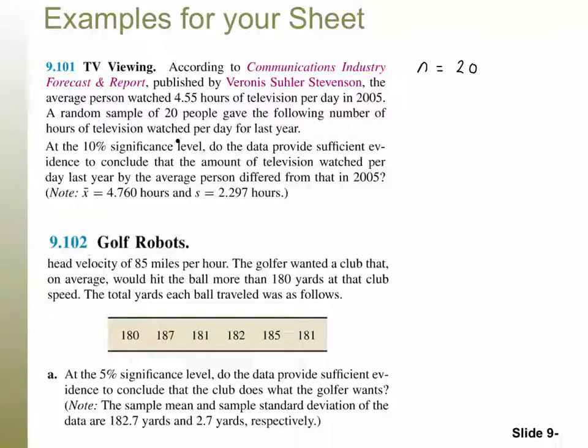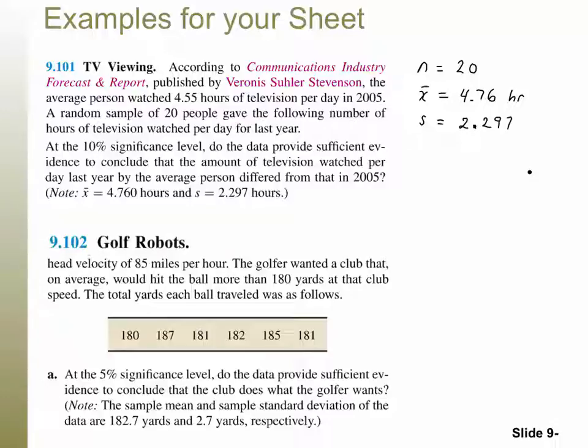Okay, the following number of hours television watched per day. So for the sample of 20, we had a mean of 4.76 hours of TV watched per day. Scary, right? It's a lot of TV a day. And then the sample standard deviation of 2.297, right? A more realistic situation. How would you know the population standard deviation? More realistic is you have the standard deviation from the sample, S, okay?